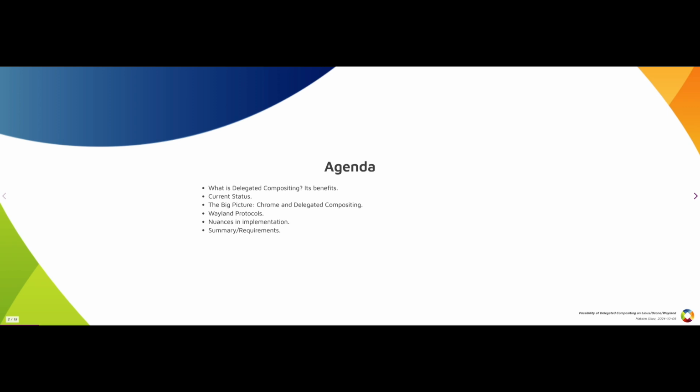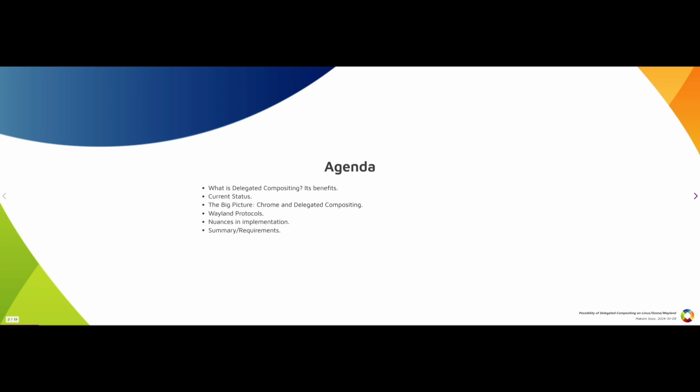So back to this talk, Lacros had a nice feature called delegated compositing, allowing Chrome to delegate compositing to the system compositor, involving fewer resources and having less overhead. Given the nature of the Wayland implementation, nothing actually blocks us from having the same feature on Linux as on Wayland, except some missing protocols.